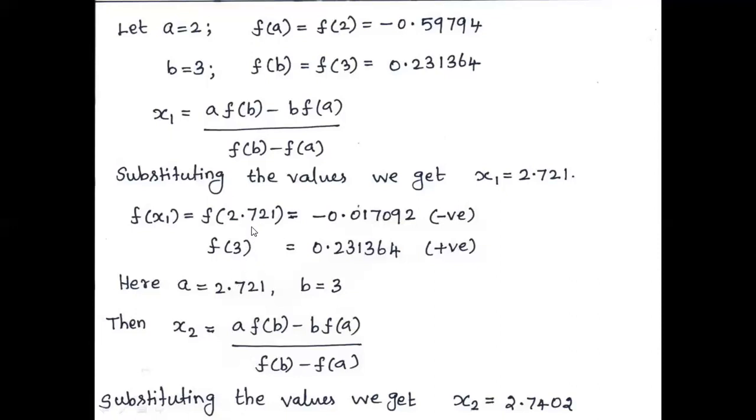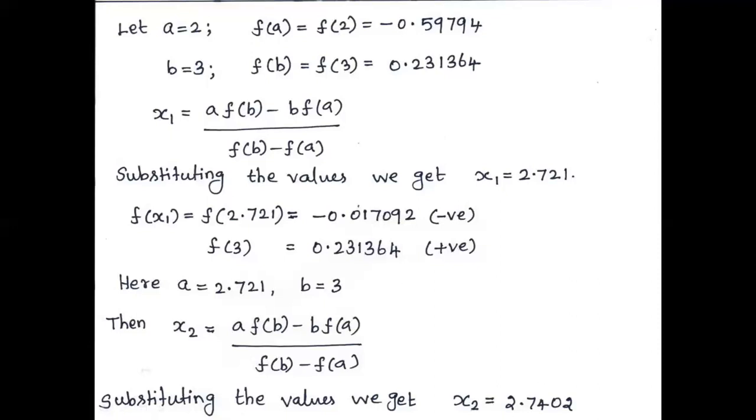So now the value of a becomes 2.721 and b becomes 3. f of a is minus 0.017092. f of b is f of 3, that is 0.231364. Substitute in the same formula. x2 we mention because this is the second iterative value of x. Now substituting the values, we get x2 is equal to 2.7402.